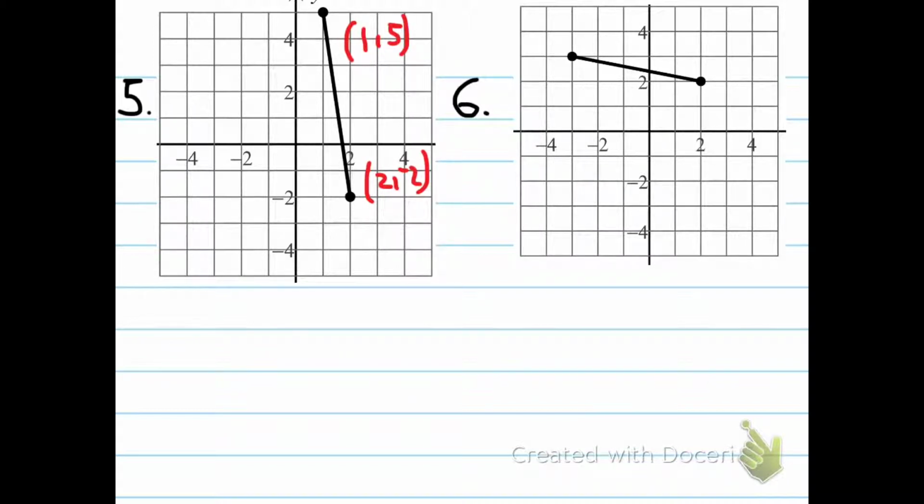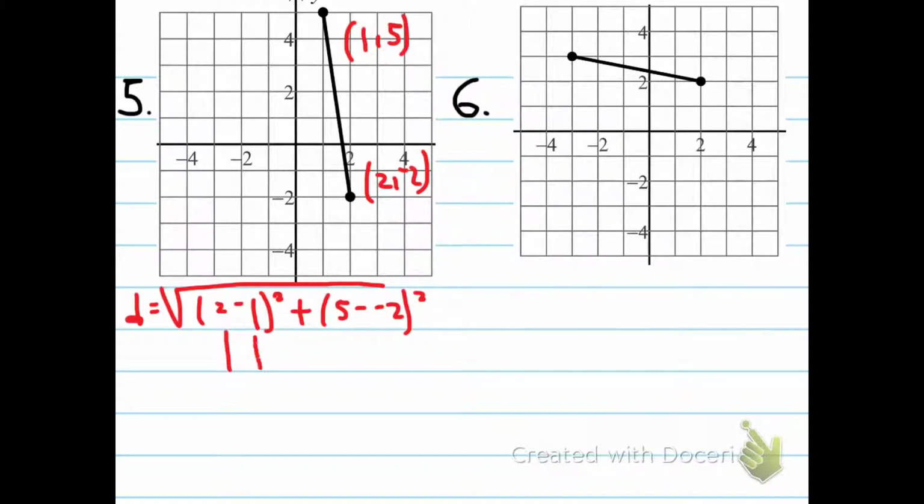So now you should have plugged in the numbers into the formula. So our x's are 2 and 1. And then our y's are negative 2 and 5. So now we just solve it like normal. So 2 minus 1 is 1. 1 squared is 1. Plus, this becomes plus plus. So 5 plus 2 is 7. 7 squared is 49.